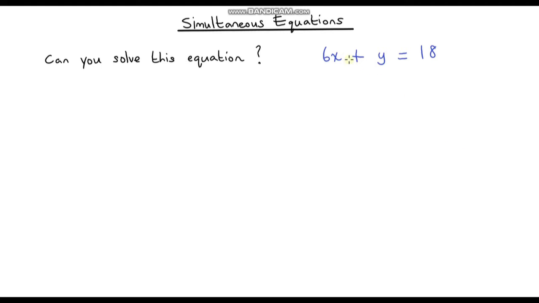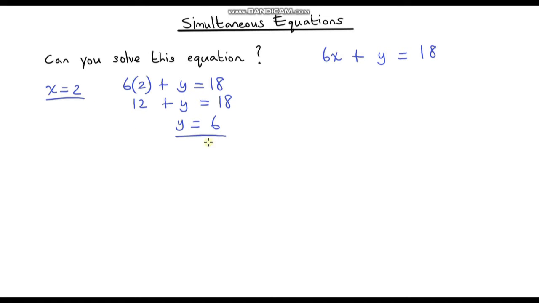So for example, let's say x equals 2. Well, to work out the corresponding value of y, we can just substitute 2 into our equation. So it's going to be 6 multiplied by 2 plus y equals 18, and 6 times 2 is 12, so it's going to be 12 plus y equals 18, and now if we subtract 12 from both sides, we're left with y equals 6. So when x equals 2, y equals 6.